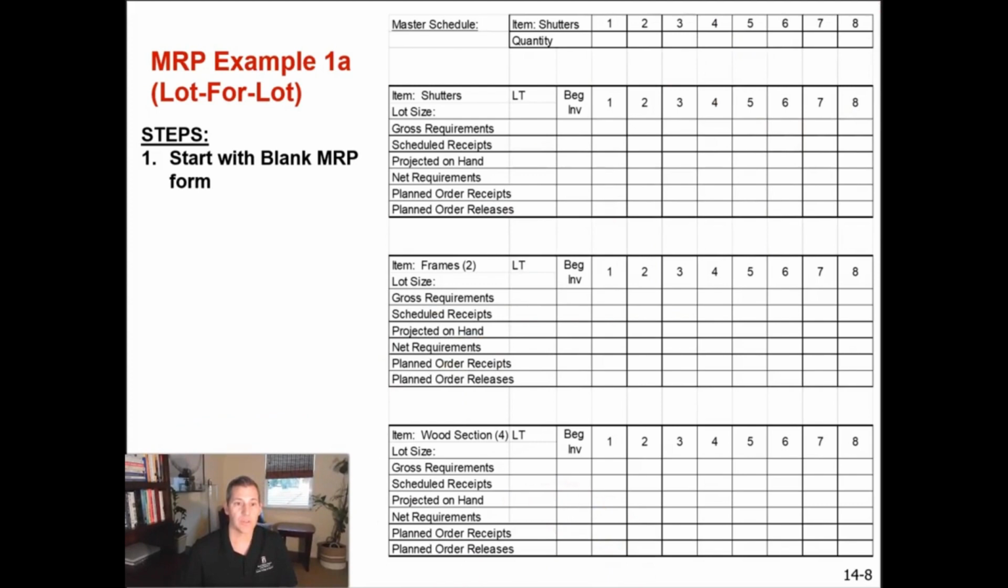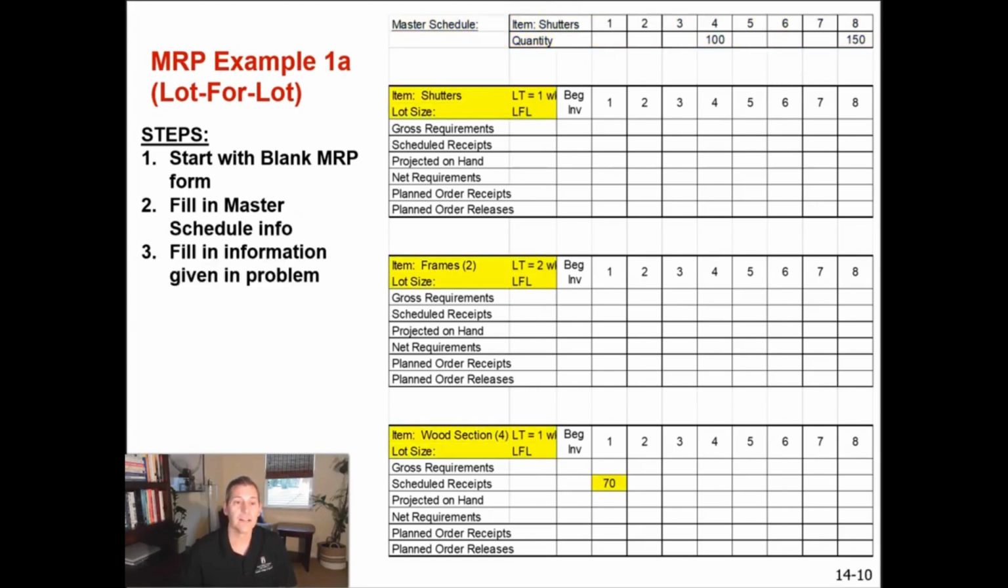So start with your blank MRP sheet. Next step, you're going to fill in your master schedule, which is 100 units of the shutters to ship in week 4 and 150 units of the shutter to ship in week 8. Next, we're going to fill out all the information that was given in the problem. So your shutters in the top quadrant there have a 1-week lead time, and they are lot for lot. Your frames have a 2-week lead time and are also lot for lot in this example, and they are 2 frames for every 1 shutter. The frames are dependent items of the shutter.